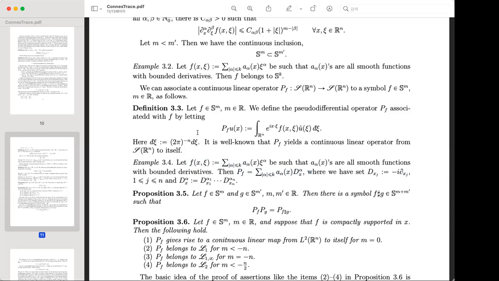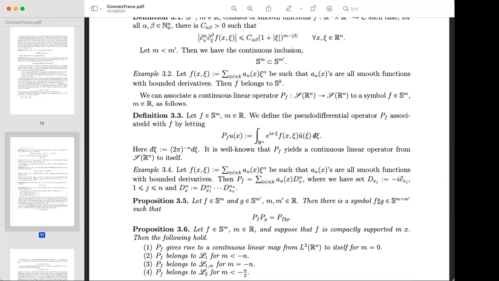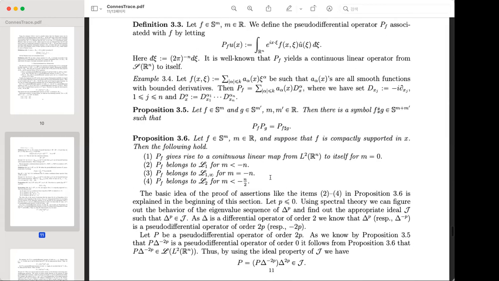Okay, so in this perspective, we can see that the notion of pseudo differential operator is a generalization of the concept of differential operators. And by adapting this definition in each local chart, we can also define the notion of pseudo differential operators on manifolds, but I won't deal with it for today.